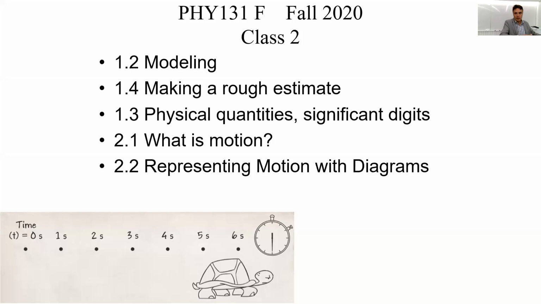I'm going to share screen too. So this is what we're working on today. We're into class 2. I want to talk a little bit about modeling and making a rough estimate from chapter 1 of the Etkina. I'm going to talk about physical quantities and significant digits. Then we get into chapter 2 stuff. So what is motion? How do we keep track of motion using motion diagrams?